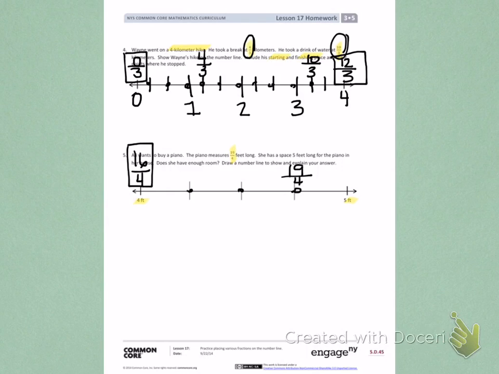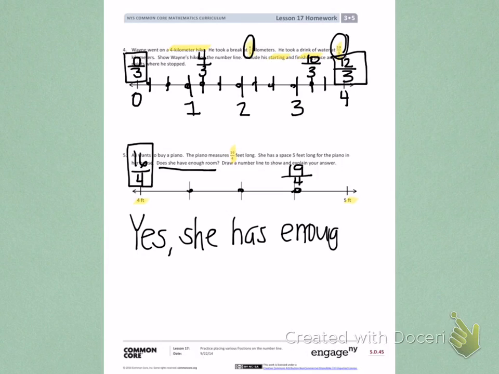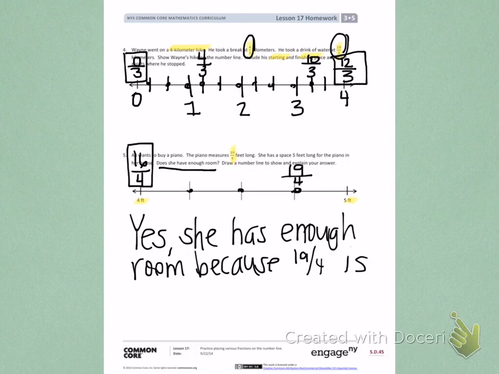Looking back at my question, it asks, does she have enough room if she has a 5-foot space? Yes, she has enough room because 19/4 is less than 5 feet.